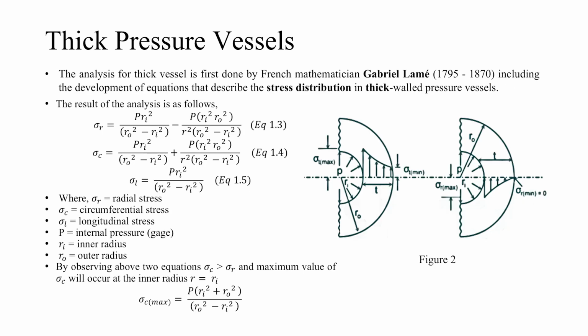Now we will look at the thick cylinder theory. The analysis for thick vessels was first done by the French mathematician Gabriel Lame, including the development of equations that describe the stress distribution in thick-walled pressure vessels. The result of the analysis is stress distribution in the circumferential and radial directions.